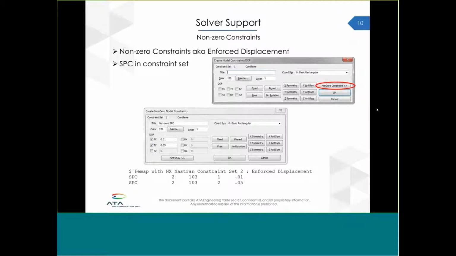This is the alternative to creating a constraint on all your enforced constraint nodes and then going and applying it as a load enforced displacement. Now it makes a lot more sense. And when that's written out to the file, you'll see these SPC lines with your enforced displacement distance.